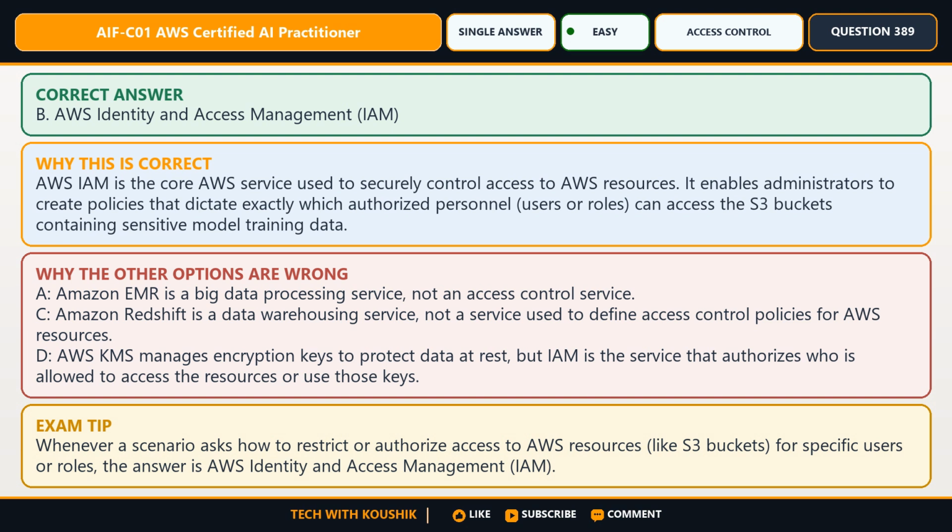Check why each remaining option is not the best fit. A. Amazon EMR is a big data processing service, not an access control service. C. Amazon Redshift is a data warehousing service, not a service used to define access control policies for AWS resources. D. AWS KMS manages encryption keys to protect data at rest, but IAM is the service that authorizes who is allowed to access the resources or use those keys. Use this elimination rule in the exam. Whenever a scenario asks how to restrict or authorize access to AWS resources, like S3 buckets, for specific users or roles, the answer is AWS Identity and Access Management, IAM.